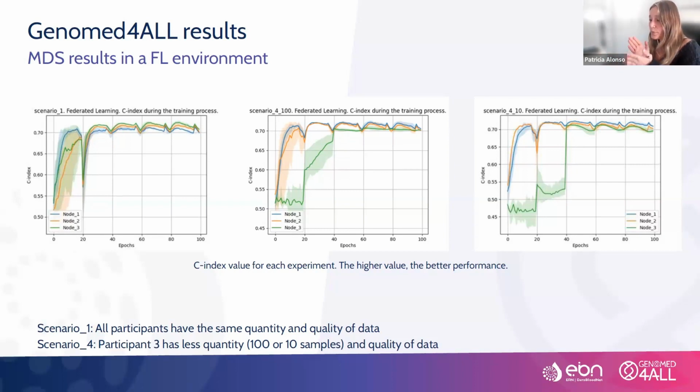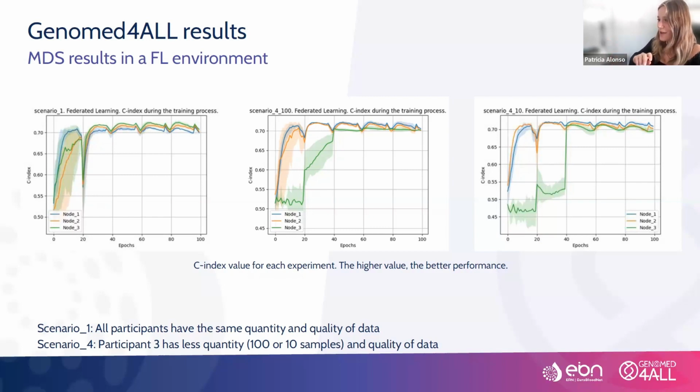In the next two graphs, you can see that there is a hospital that begins showing a worse performance compared to the other two. This makes sense because this hospital 3, node 3, in scenario 4, is worse than the other ones in terms of quantity and quality of data. You can see that there are two graphs. One is scenario 4 and 100. That means that the hospital 3 has 100 samples.